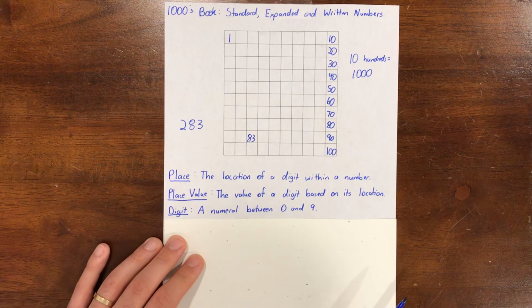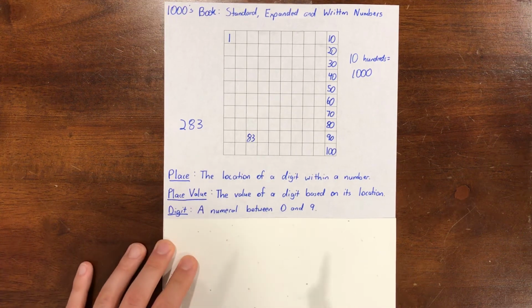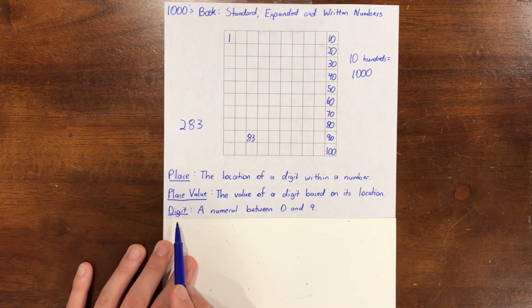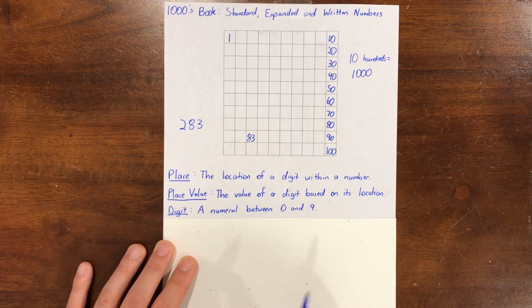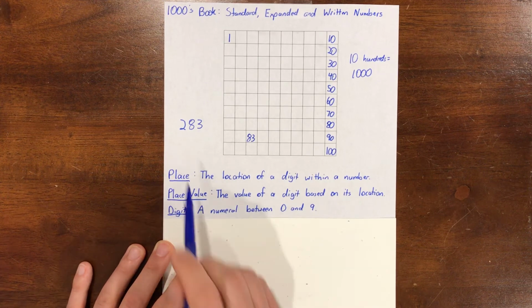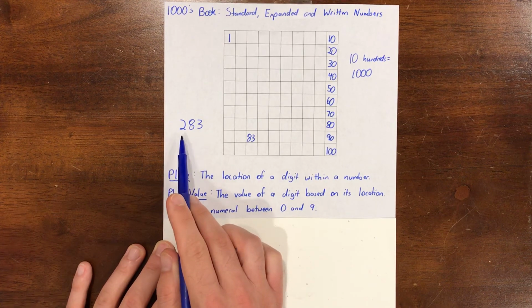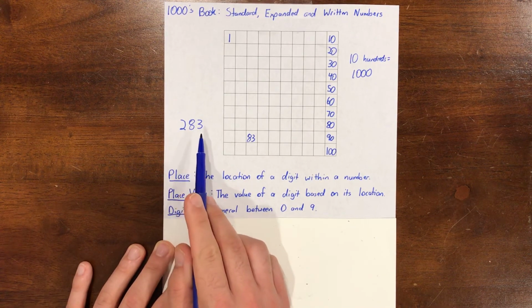Last, digit. It's a numeral between 0 and 9. Read it with me. Digit. A numeral between 0 and 9. So this is the digit 2, this is the digit 8, and this is the digit 3.